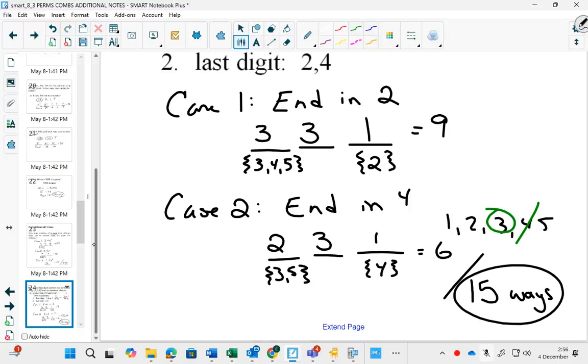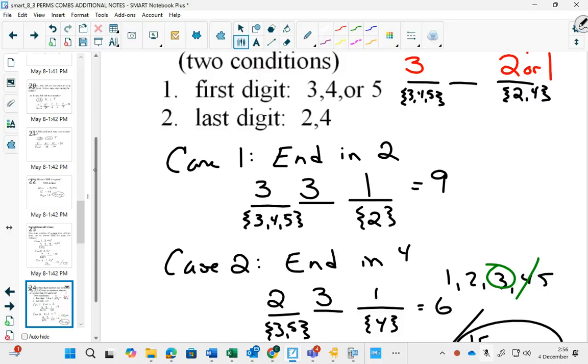And sometimes people do a case where you say, I'm going to start with a 3 or a 5. Because really the problem is the overlap of the 4. That's what's causing the issue. If I choose a 4 here, I can't choose a 4 there.